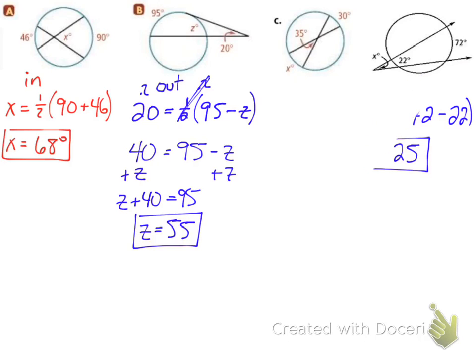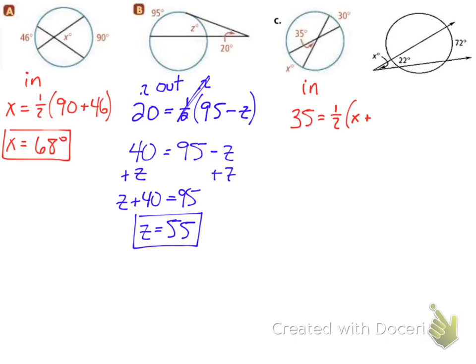And then the last example, the third example that we have here, again, is another one where I have to work backwards. So again, this is an inside of the circle. So I go 35 is equal to 1/2, and then x plus 30. So again, I'm going to multiply both sides by 2 to get rid of the 1/2 so I don't have to distribute, like a shortcut. 70 is equal to x plus 30. Subtract the 30 to the other side, and I get x is equal to 40.